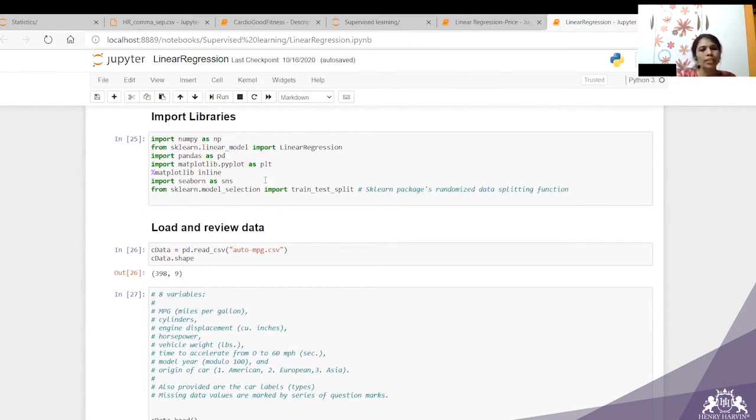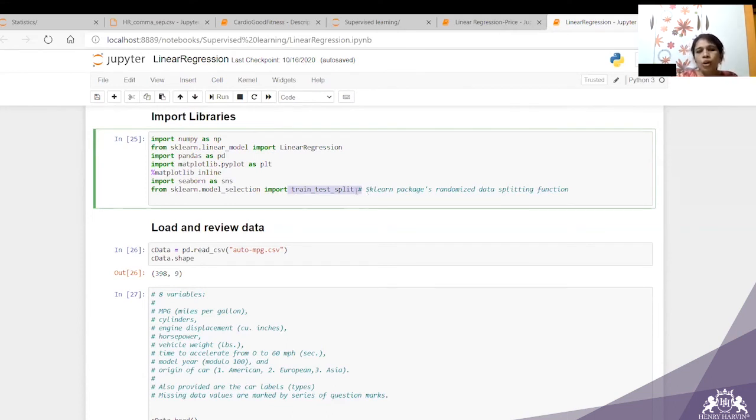So let me explain what I have done. I have imported the libraries NumPy, Pandas, Matplotlib, and Seaborn. These 4 we know already. And I have written from sklearn.linear_model import LinearRegression, and another one, train_test_split. Just be careful, otherwise you will not be able to understand any of the algorithms, because this is going to be the basic for you.